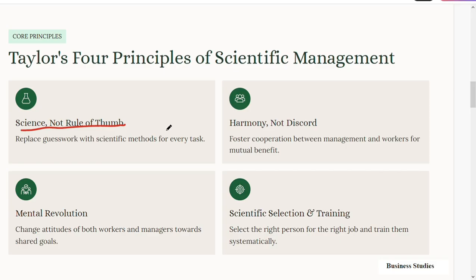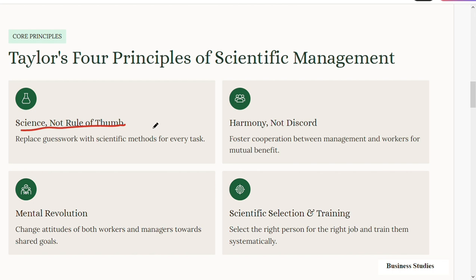Rather he came up with time and motion study, etc. These are the scientific things he takes in, and then standardizes the tools for doing the work. That means standardized time, standardized product, quality, etc. That is the way he comes up with this principle.